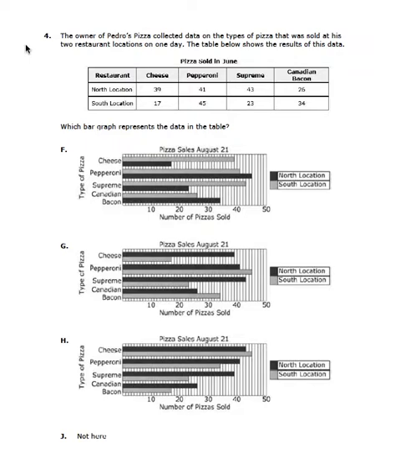Question 4. The owner of Pedro's Pizza collected data on the types of pizza that was sold at his 2 restaurant locations on one day. The table below shows the results of this data. Pizza sold in June. Restaurant, North location, South location, cheese, pepperoni, supreme, Canadian bacon. Which bar graph represents the data in the table? Bar graph F, bar graph G, bar graph H, or J, not here.